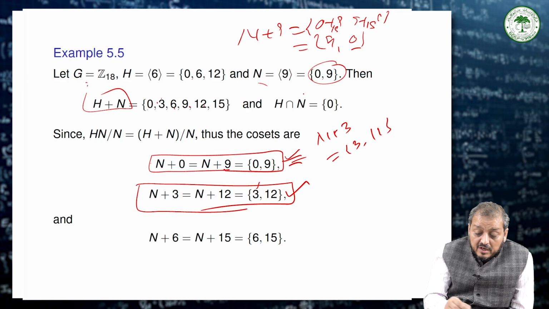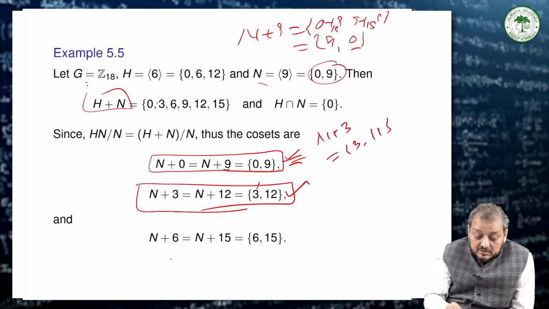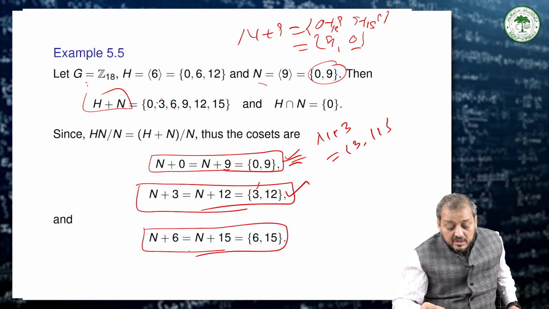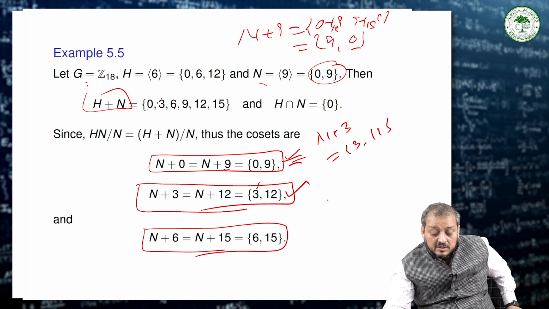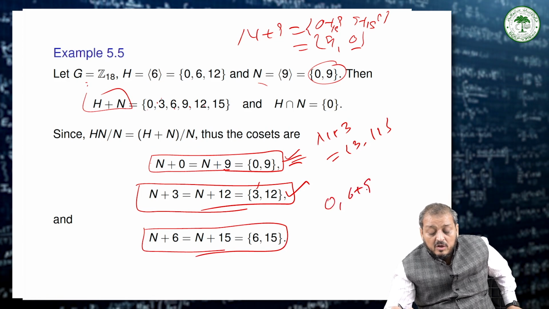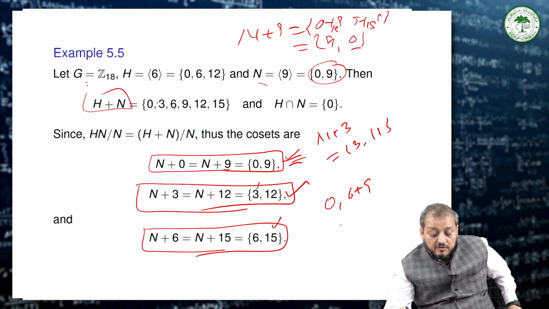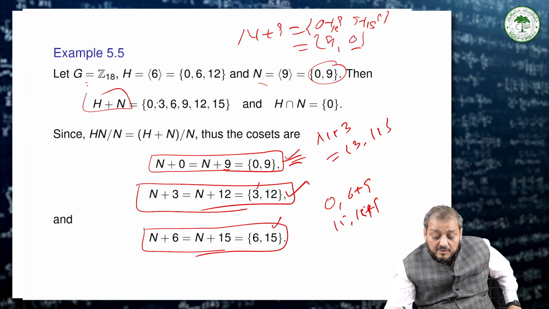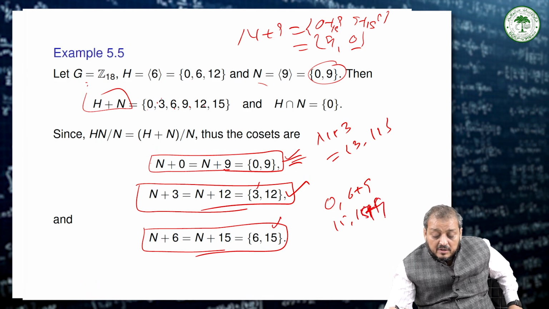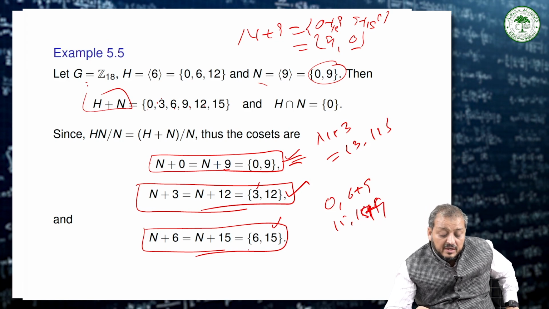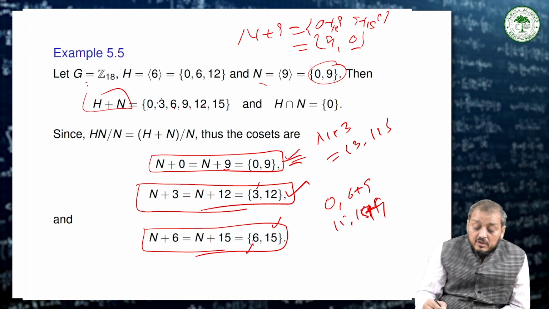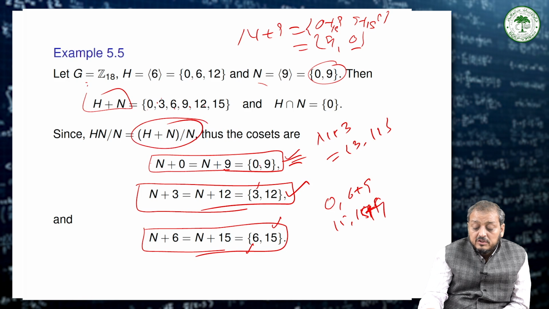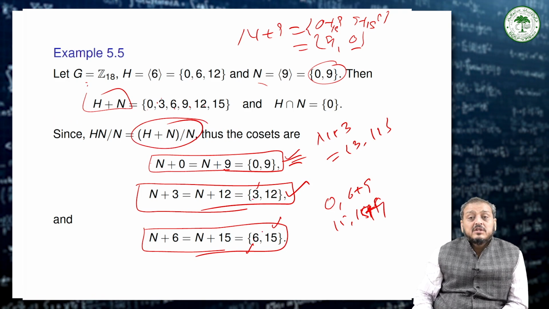And similarly, if we take another element, we have 6 and 15. Then 6 plus 6, and 6 plus 9 is equal to 15, and now with 15, 15 plus 9 is 24, and again modulo 18 that is 6. So that means the values of this quotient group are {0, 9}, {3, 12}, and {6, 15}.